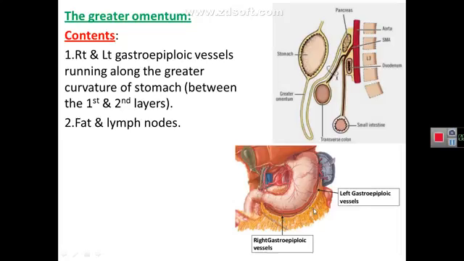In addition to that, for any of the folds that will be described soon, you will have to add to the content fat, autonomic nerves, and lymphatics. So the main content of the greater omentum is the left and right gastroepiploic vessels, but you have to say in addition fat, autonomic nerves, and lymphatics. And actually the fat is abundant in the greater omentum.